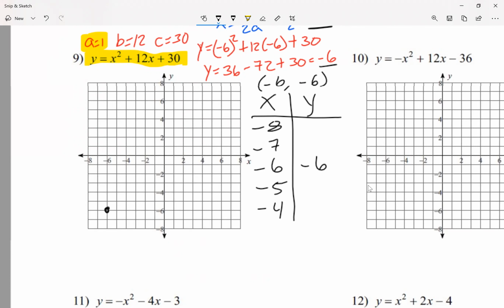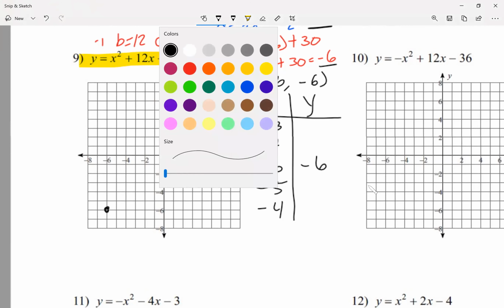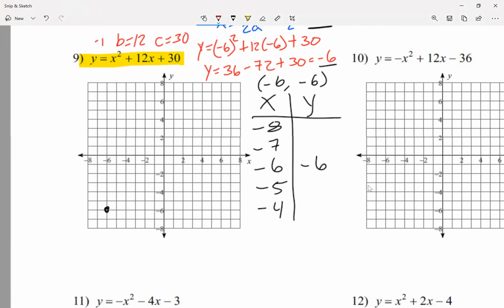Now, let me find other points. I'm going to use the equation. When I say equation, I mean this whole thing. Use that, but instead of x, use negative 7, right? So we're going to have negative 7 all squared plus 12 times negative 7 plus 30. I'm going to use that equation. So let me just write it down over here, at the bottom.